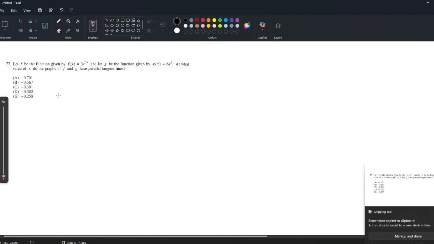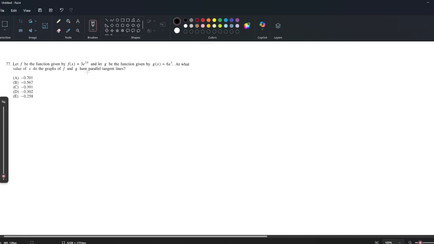Alright, let f be the function given by f of x equals 3 e to the 2x, and g be the function given by g of x. At what value of x do the graphs f and g have parallel tangent lines? So what parallel means is that both of the tangent lines have the same slope. So I'm going to take the derivative of both of the functions g of x and f of x to find the slope at any point.